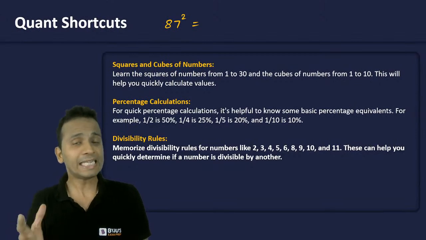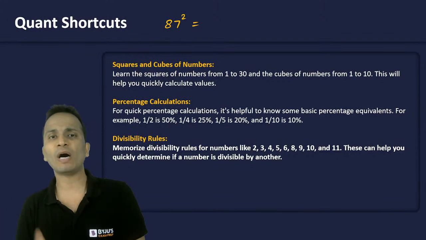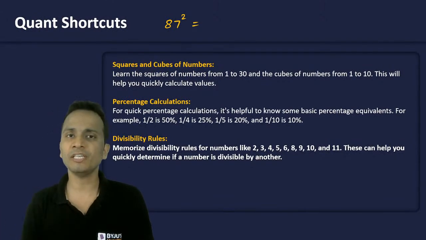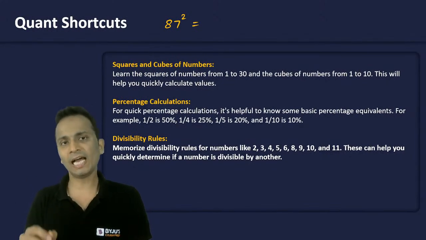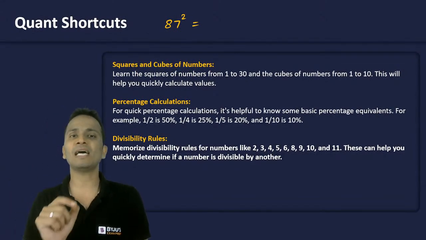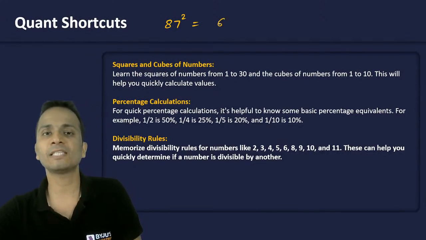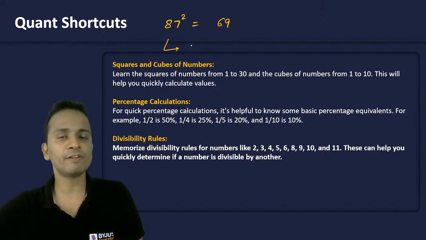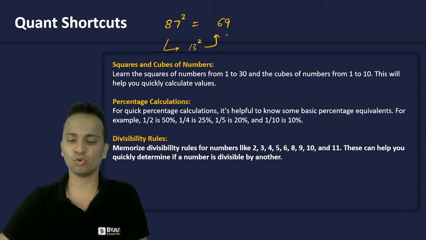Now, the technique to calculate this is to take the difference of 87 from 100. Okay. Now, the difference of 87 from 100 is 13. The square of 13 is 169. The last two digits of the square of 13 will be the same as the last two digits of the square of 87. So that will be 69. How? 87 square, difference of 87 from 100 is 13. Calculate the square of 13 and write the last two digits.